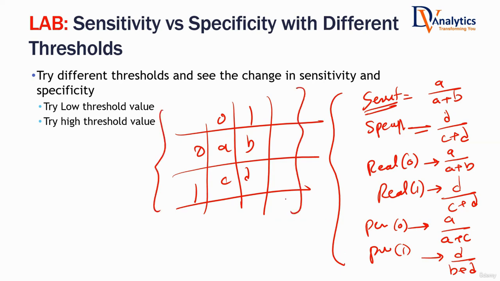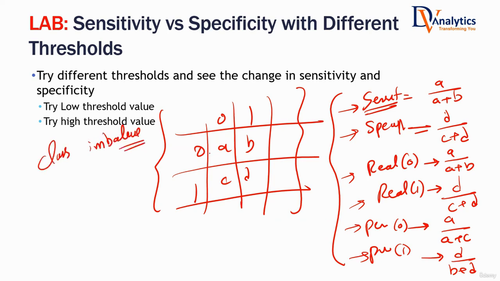Do you agree with that? It's not that difficult to derive all these formulas. Yes or no? In which scenario do you even consider sensitivity or specificity or recall or precision? Especially when there is class imbalance in the data set.